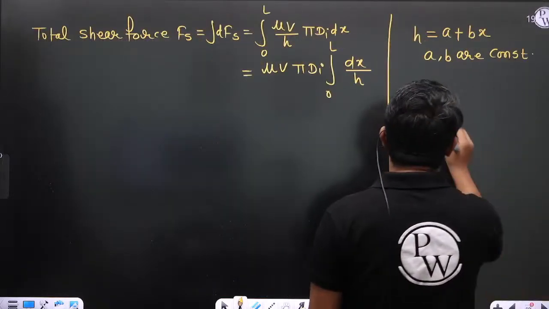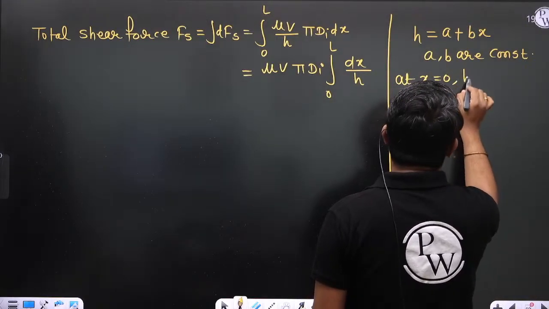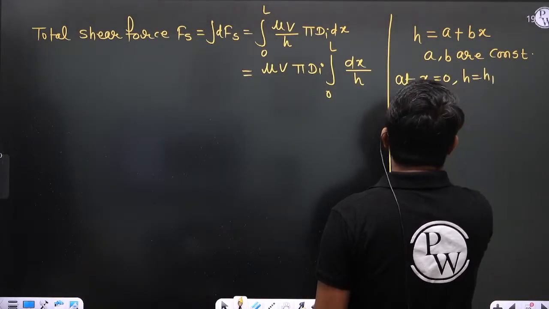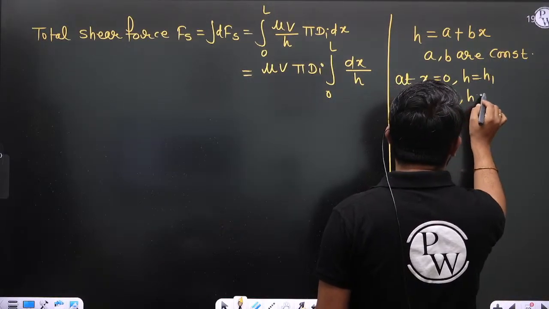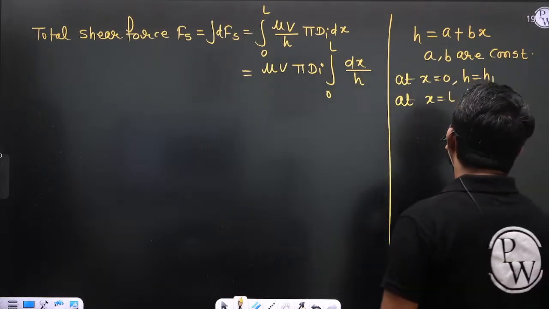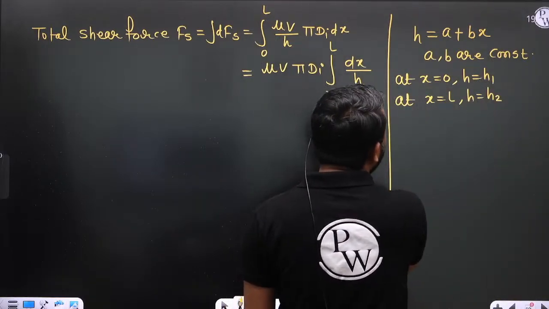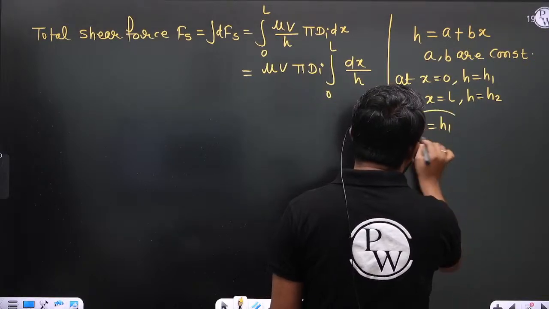The first boundary condition is at x is equal to 0, h is equal to h1. The second boundary condition is at x is equal to L, h is equal to h2. If you apply the first boundary condition, x equal to 0, h equal to h1, then simply a is equal to h1.